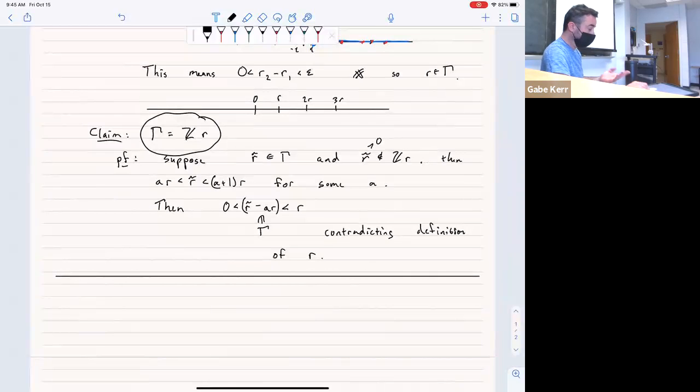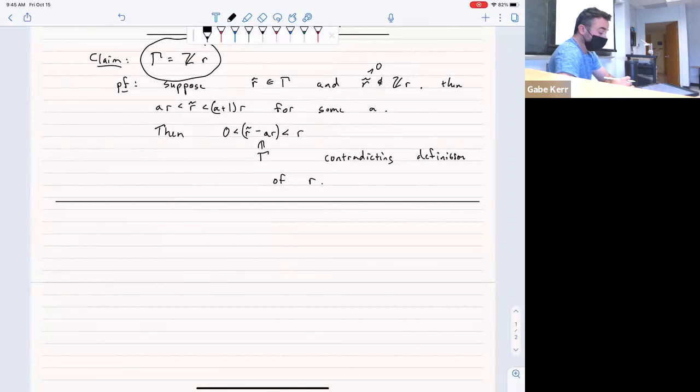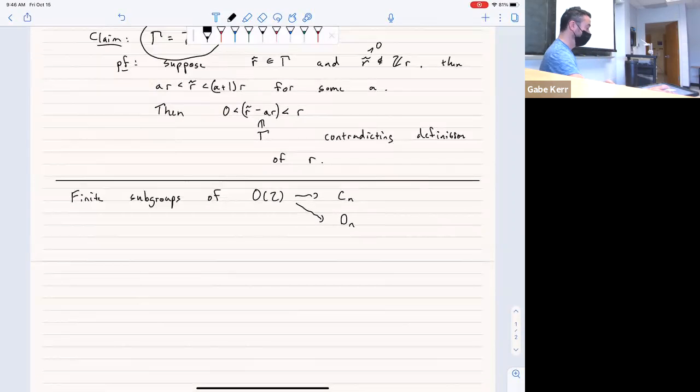Okay, so why do we want this lemma? We were after the following theorem, namely to describe discrete subgroups of, or finite subgroups of O2. So we were interested in finite subgroups of the orthogonal group O2. And we claimed that they're either CN or the dihedral group. These are the only two possibilities. Sort of linear symmetries of the plane.